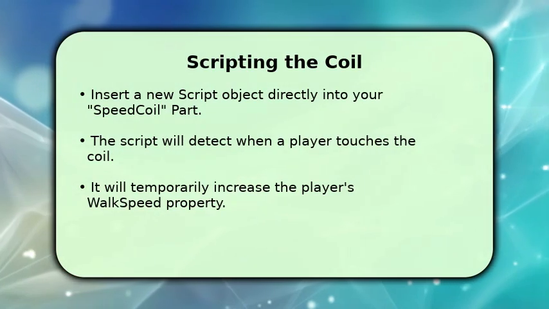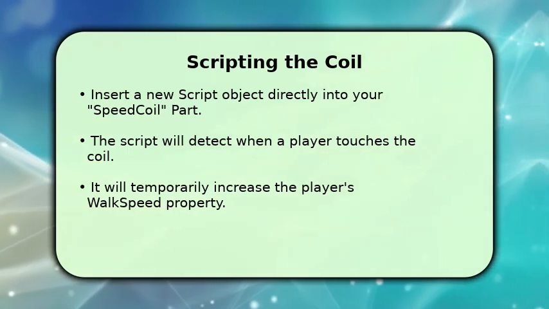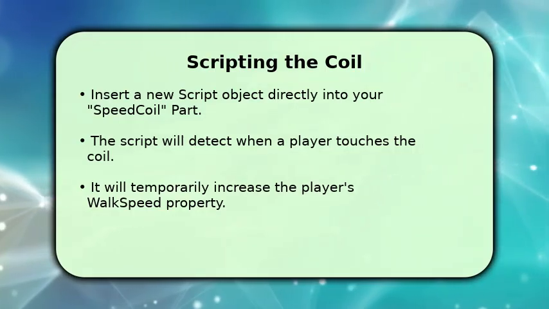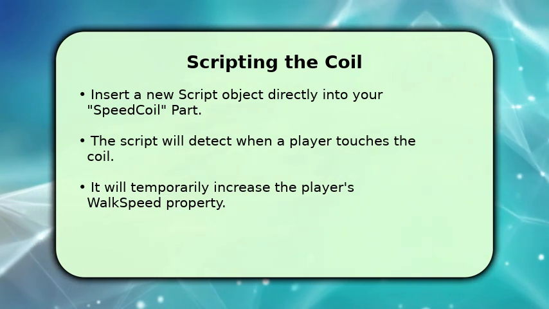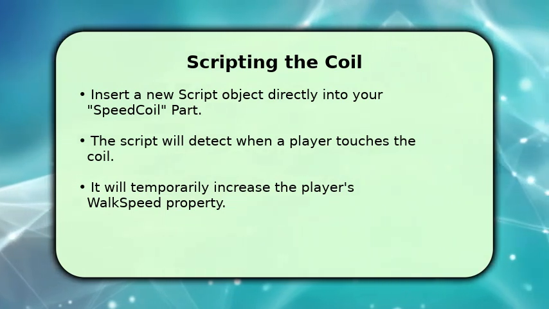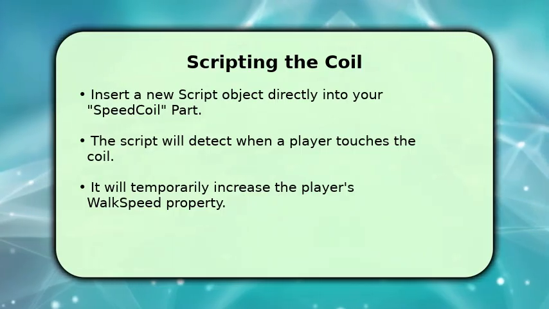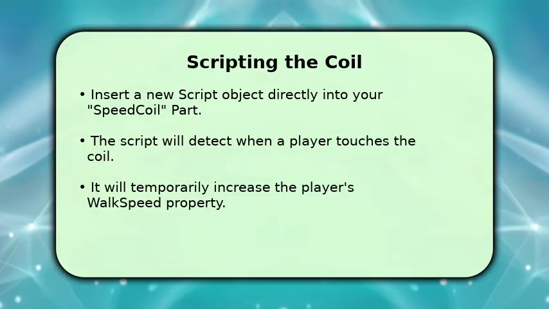Next, we'll add the magic, the script. Insert a new script object directly into your speed coil part. This script will contain the logic for increasing player speed. The core idea is to detect when a player touches the coil, then temporarily modify their character's walk speed property. Remember to set the speed increase to a desired value, like 24, and ensure it reverts after a short duration.